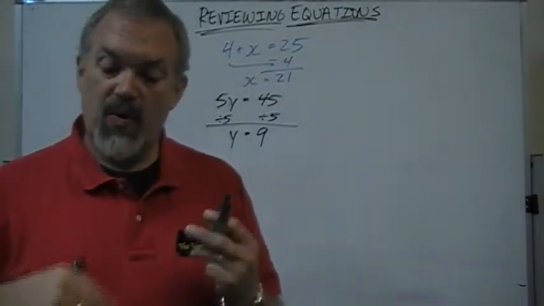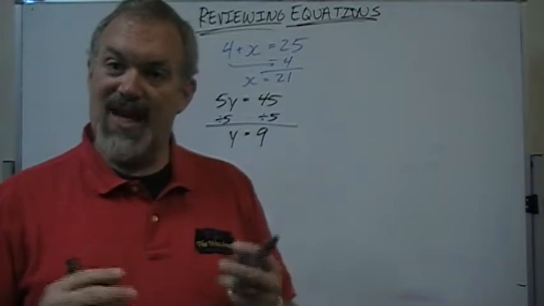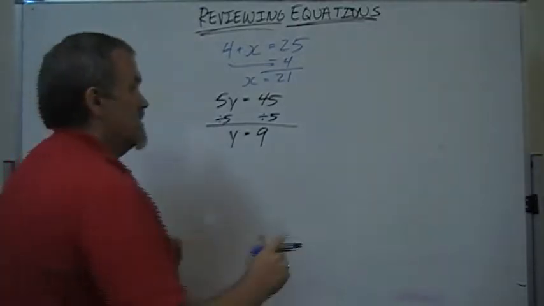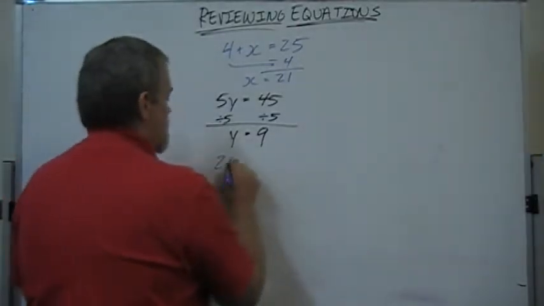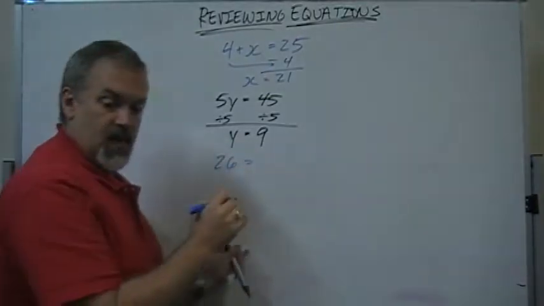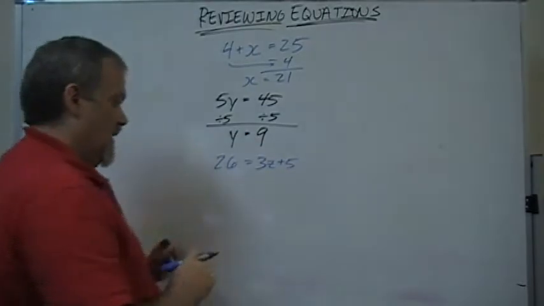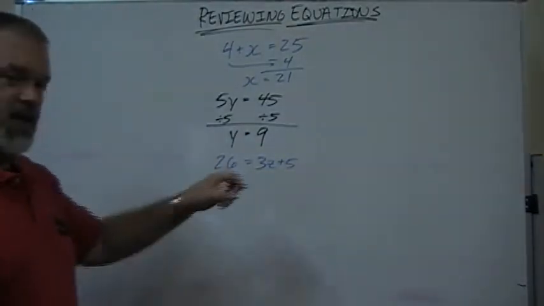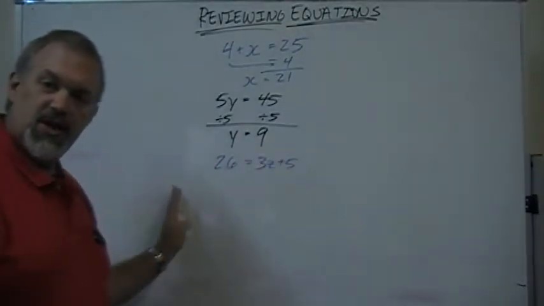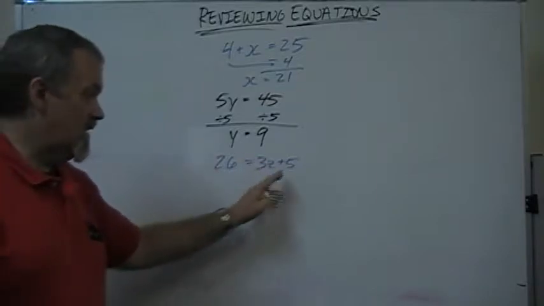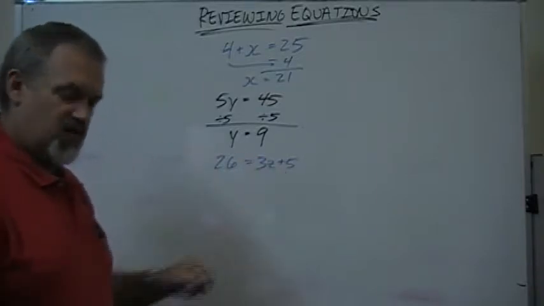Some problems will require a little bit more work. They may take 2 steps instead of 1. Let's try this one: 26 equals 3z plus 5. Now, we can either think of moving the 5 to the other side and changing the sign, or we can think of, since it's added, we can subtract it from both sides.